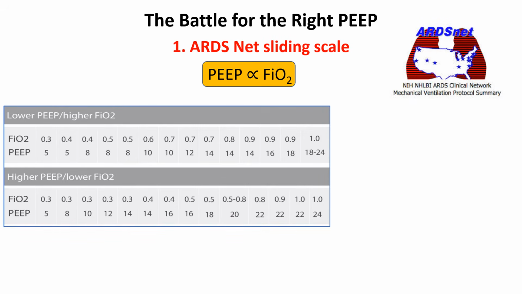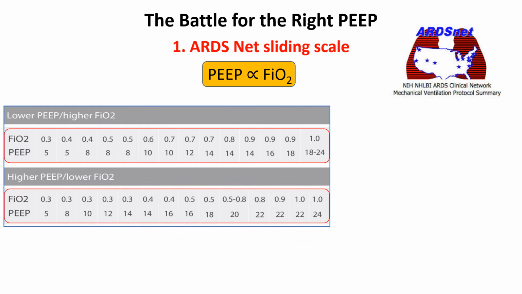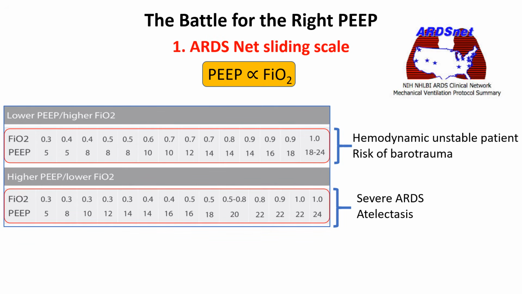As we can see, ARDS-NET provides two tables. The upper one with lower PEEP higher FiO₂ and the other with higher PEEP lower FiO₂. Lower PEEP higher FiO₂ table is typically used for hemodynamically unstable patients or those at risk of barotrauma as it applies lower airway pressures. Higher PEEP lower FiO₂ table is preferred for patients with severe ARDS or significant atelectasis as it promotes alveolar recruitment and reduces oxygen toxicity.